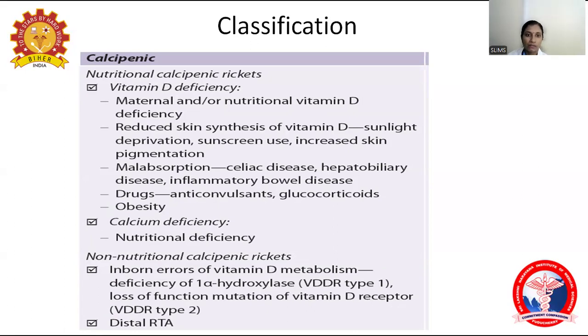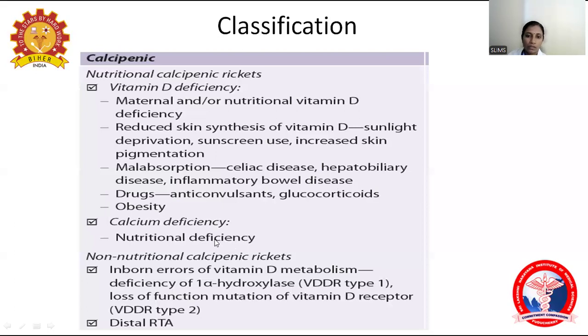Calcipenic rickets itself has nutritional calcipenic rickets, mainly because of vitamin D deficiency. This vitamin D is important for calcium absorption. So it can be either maternal vitamin D or nutritional vitamin D deficiency per se. Skin synthesis of vitamin D is reduced because of sunlight deprivation or sunscreen use or increased skin pigmentation, or malabsorption problems like celiac disease, hepatobiliary or inflammatory bowel disease, or drugs like anticonvulsants or glucocorticoids in excess, and obesity. Or it can be a nutritional calcium deficiency alone per se.